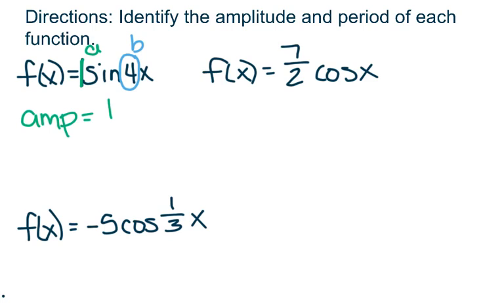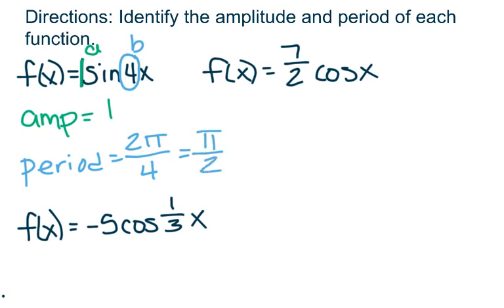Pretty easy. The period, if we want to find, it's going to be 2 pi divided by the number in front of x, and just make sure that everything's positive. So the number in front of x is 4, and if I want to reduce 2 divided by 4, that's just 1/2. So it's going to be pi over 2. That's pretty easy. Okay, so if you look at the next one, f of x equals 7/2 cosine of x.